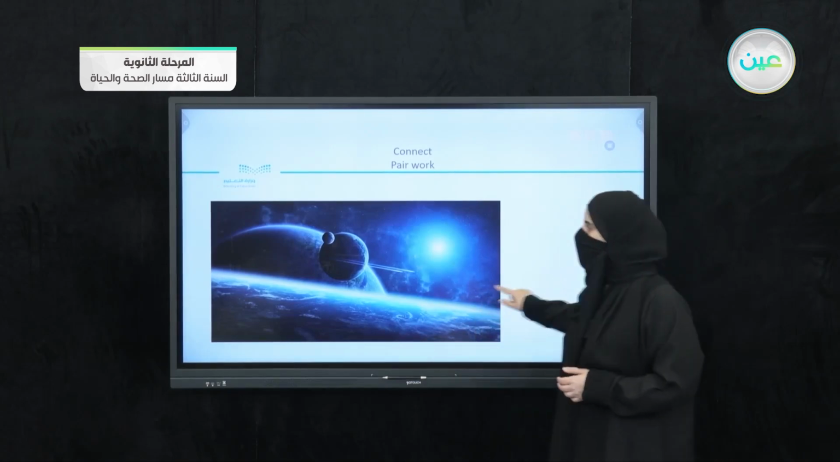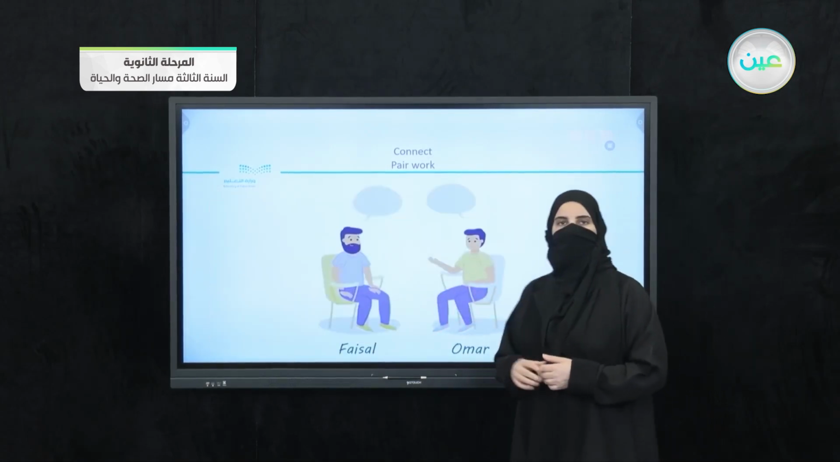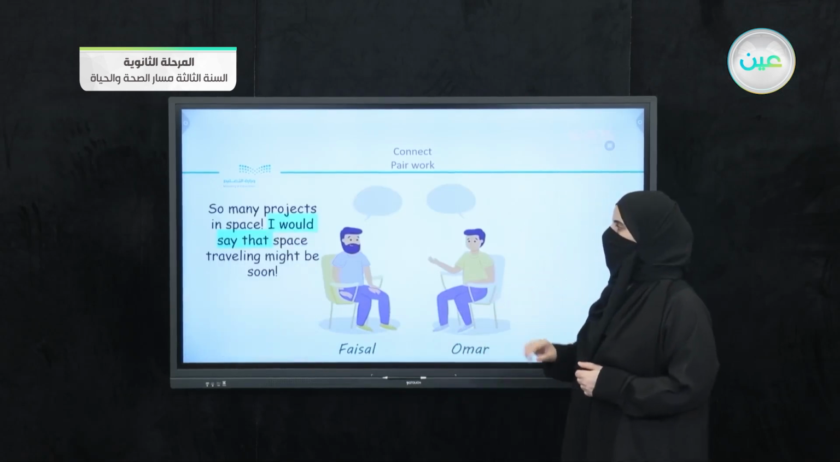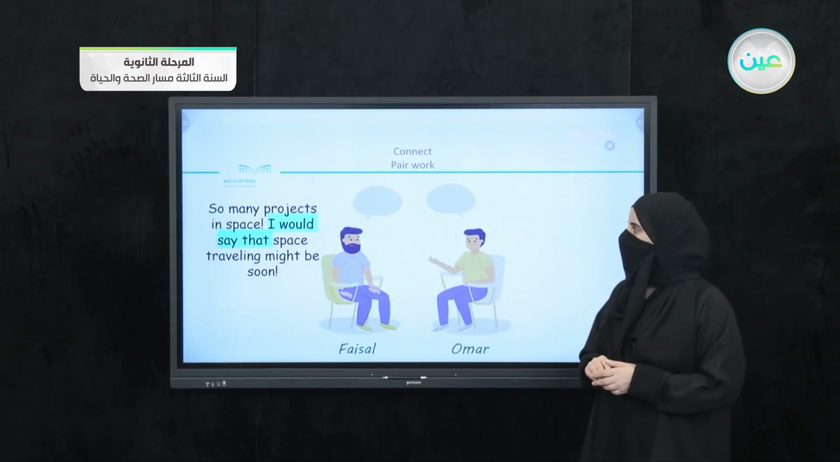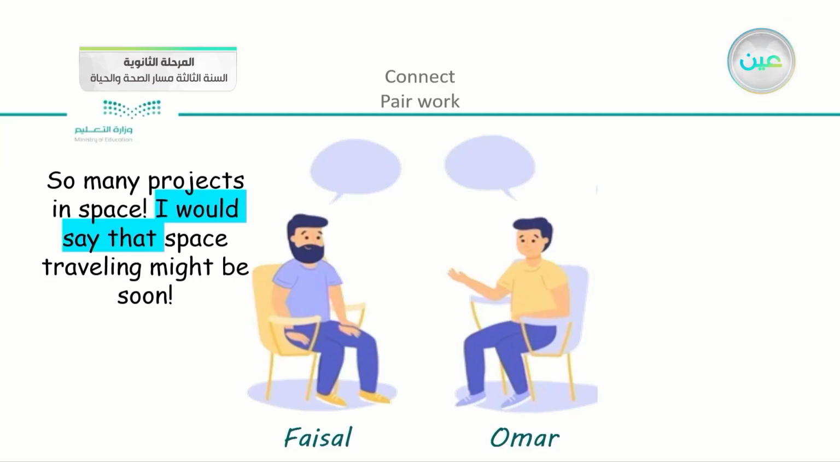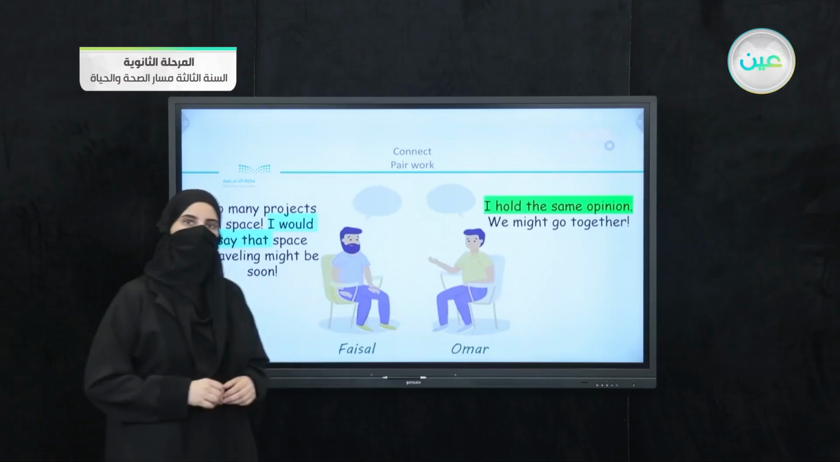Space is something new that we did not mention before. Of course, we have help from the two boys here, Faisal and Omar. What are they going to do? We have here a short conversation between them. We have here so many projects in space. I would say that space traveling might be soon. So this is Faisal's opinion, that space traveling would be soon. And here, Omar, do you think he agrees? Maybe. He can agree by saying, I hold the same opinion.